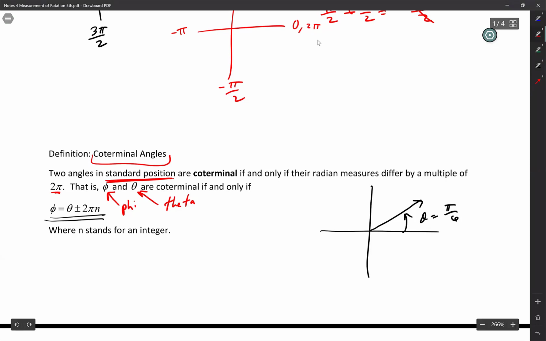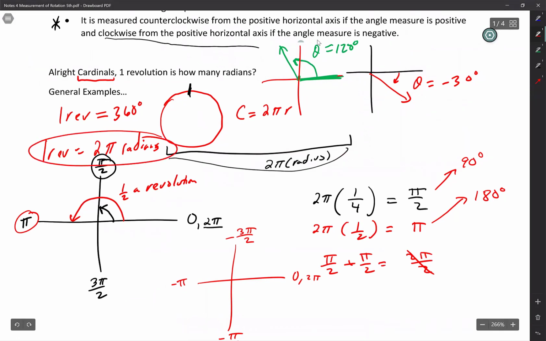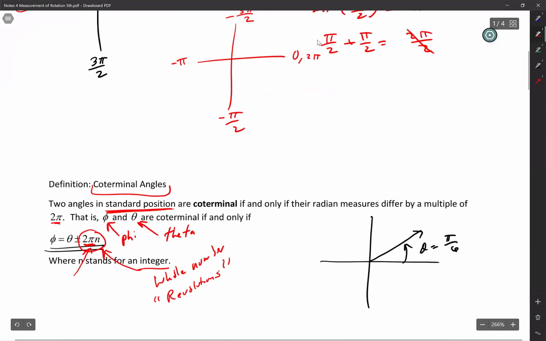So where does this 2 pi n come from? Well, n just means any integer. In case you don't know what integer means, it means whole number. Really, the n is how many revolutions you've done. Because remember, you told me a little while ago that 1 revolution is 2 pi radians. So that's why there's a 2 pi there.